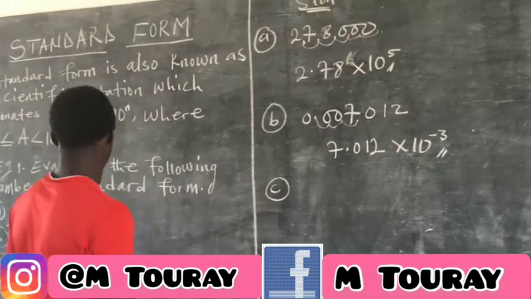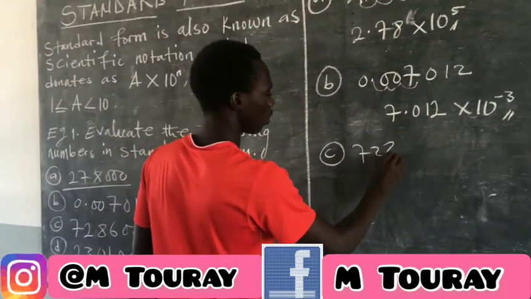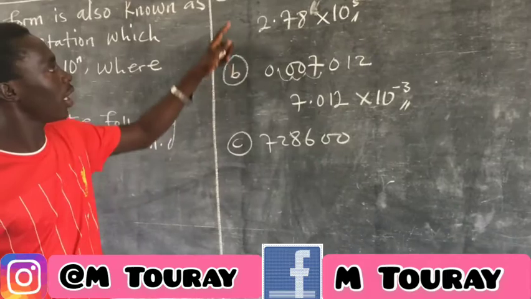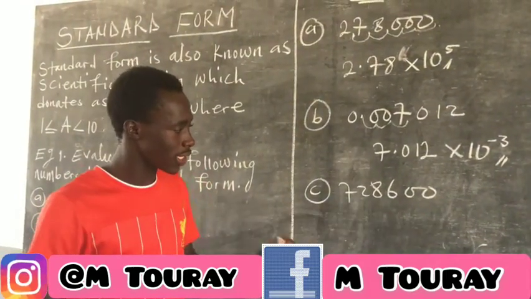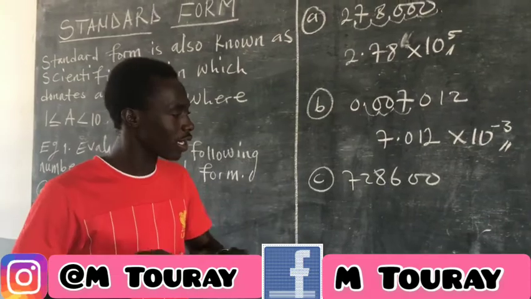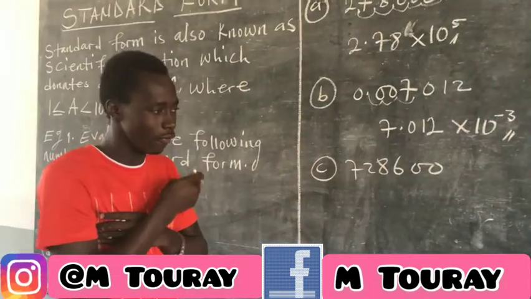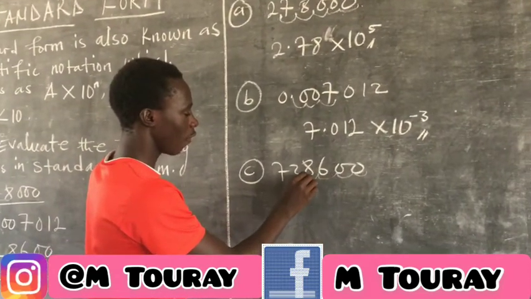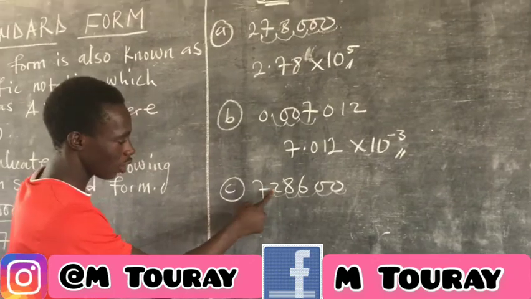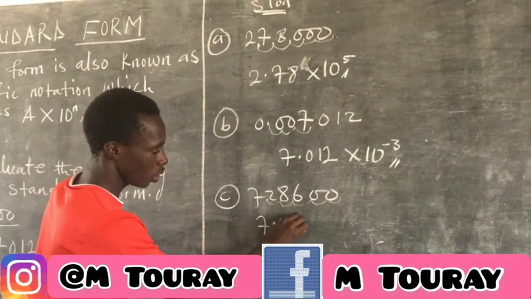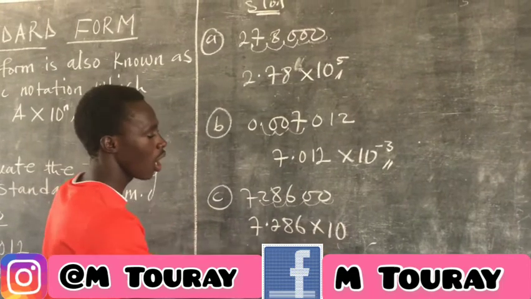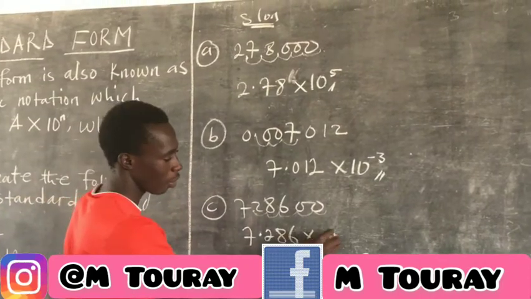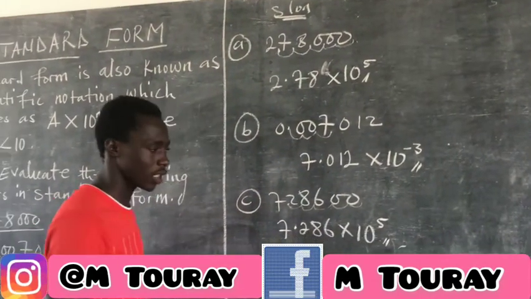Now C. We have 728,600. So now C and A are the same. Here also there is no decimal point. I told you earlier that when you start moving the decimal point from the right hand side to the left hand side, the power will be a positive power. Look at this, 1, 2, 3, 4, 5. We have it between the first and second number. This will be 7.286 times 10 to the power. How many times do we move it? 1, 2, 3, 4, 5 times to the left. Therefore the power will be positive 5.